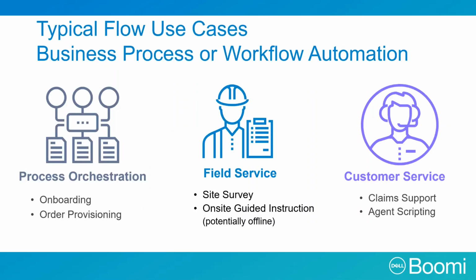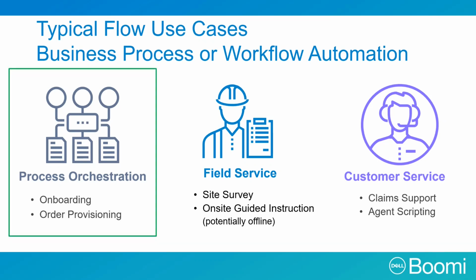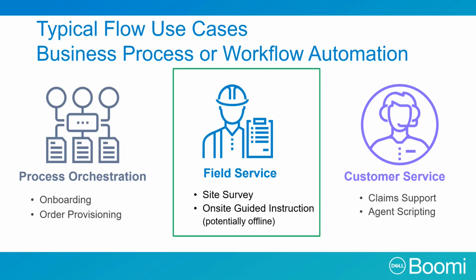Now let us take a look at some typical Flow use cases for business process or workflow automation. Flow can be used for process orchestration, such as smart processes or augmenting your various systems and onboarding employees into your organization. Flow is very useful for field service because it is mobile friendly right out of the box and can be run offline, such that a user can leave connectivity to a remote site and the data and actions can be resynchronized upon their return to connectivity.